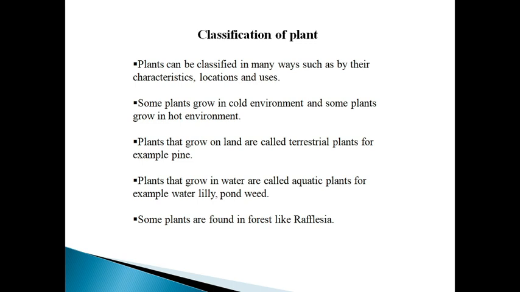Now next, biennial plants. The life cycle of a biennial plant is only 2 years. For example, parsley plants are biennial plants. Now, annual plants. Annual plants have a life cycle of 1 year, like the corn plant.